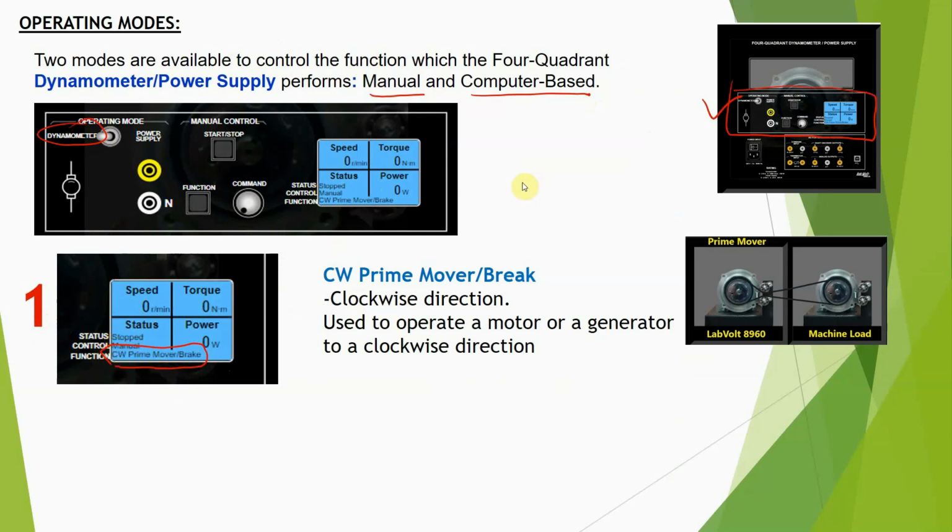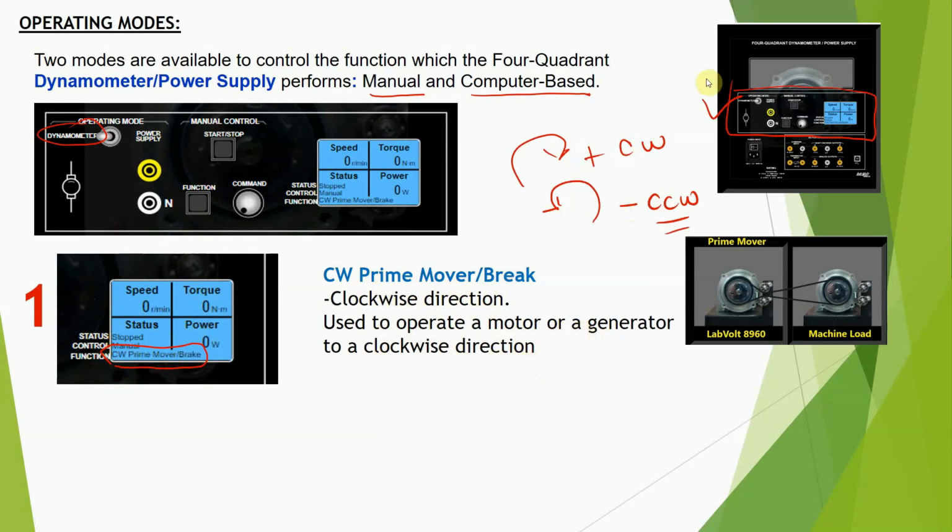And then we know clockwise is what? Clockwise is this one, and it is a positive direction. And counterclockwise is a negative direction. So remember that: clockwise is positive, counterclockwise is a negative direction. If I press this button, by the way, what's the meaning of CW prime mover brake? Clockwise direction, used to operate a motor or a generator in a clockwise direction.